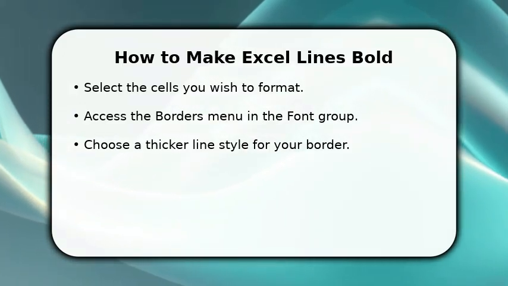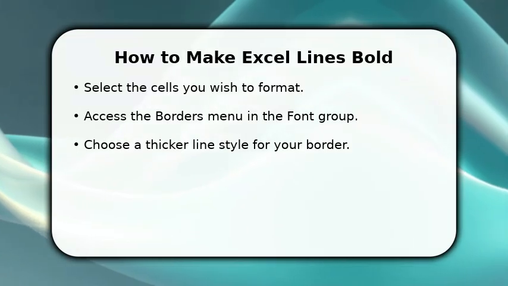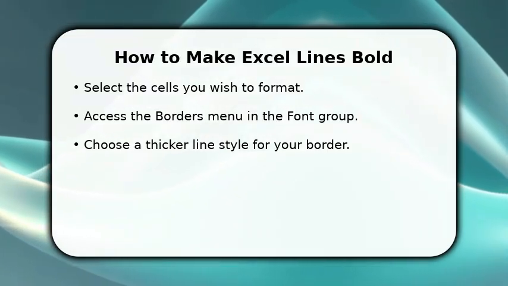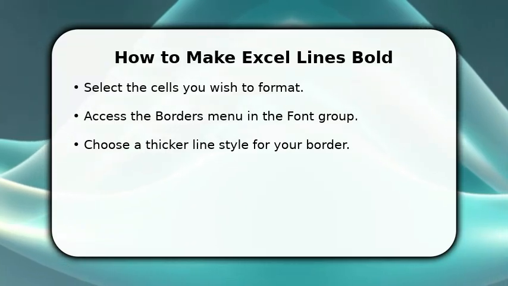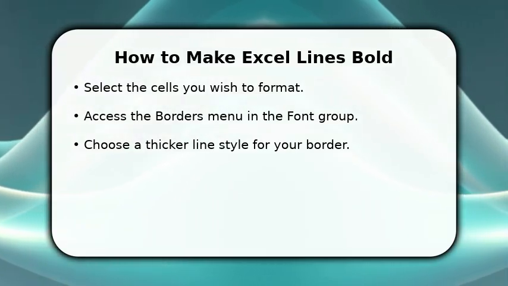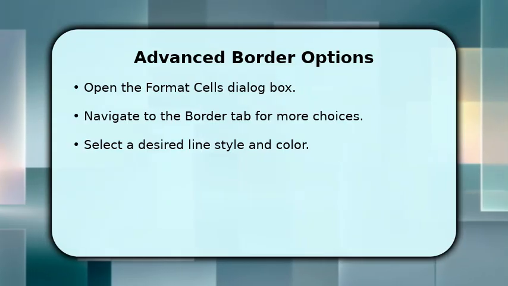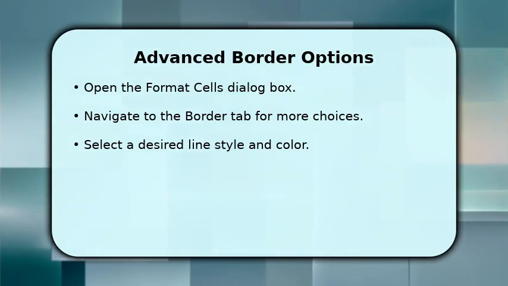From the options, choose a thicker line style, such as Thick Box Border or More Borders to customize. This quickly adds a prominent border to your selected area. For more control, right-click your selected cells and choose Format Cells.